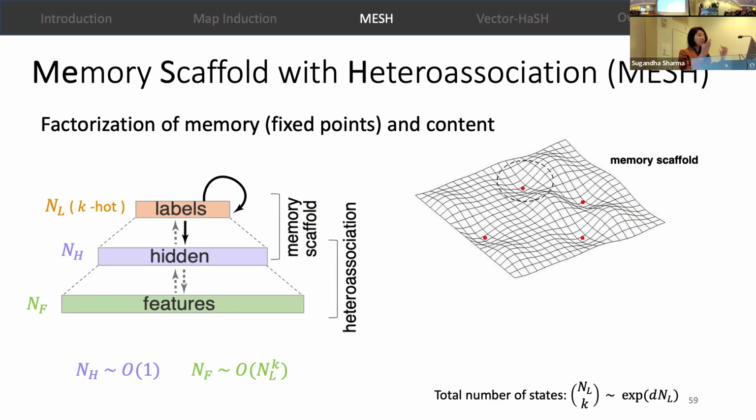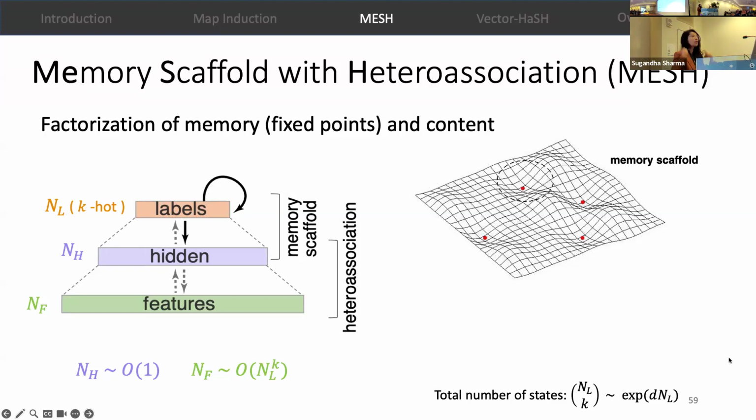So the first 2 layers of this network implement a memory scaffold, which you can think of as an underlying attractor manifold with predefined fixed point states embedded into it. The total number of states that can be embedded on the memory scaffold is given by N_L choose K, where N_L is the dimensionality of the label layer states that are K-hot. And this scales exponentially in the number of label neurons.